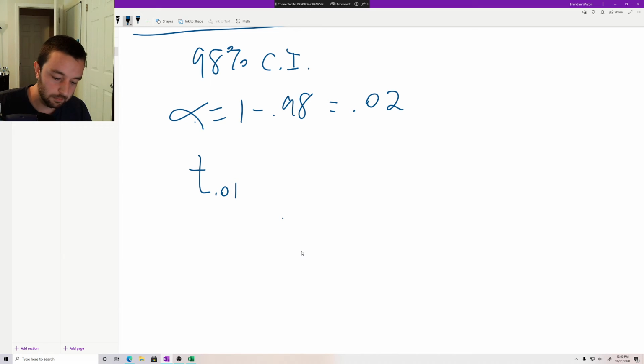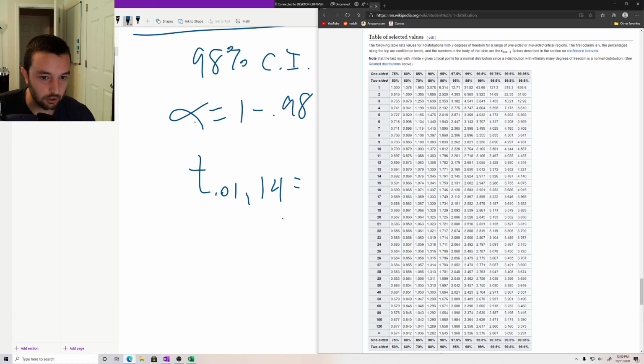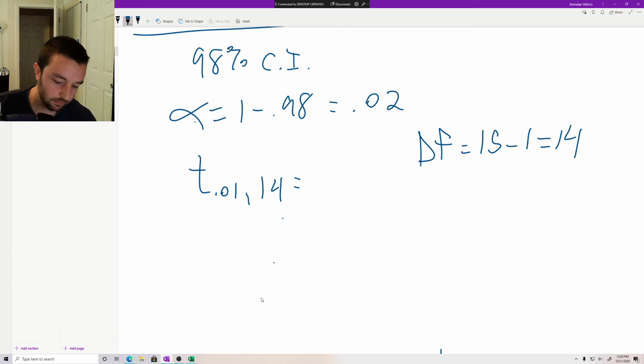And the degrees of freedom, again, are 14, right? DF is equal to 15 minus 1, which is 14. Because we have 15 people, so we subtract 1 from that. So our EBM, well, first of all, our t-score here, what is it? Well, we're going to go to the 98% for the two-sided or 99% for the one-sided, and we're going to look for 14, which is right here, 2.624. Okay.